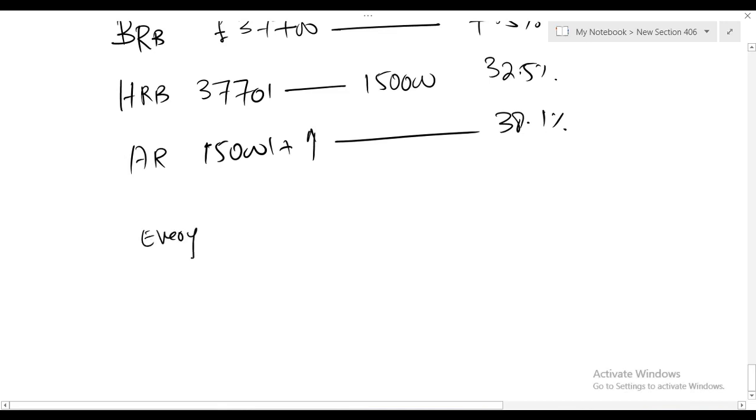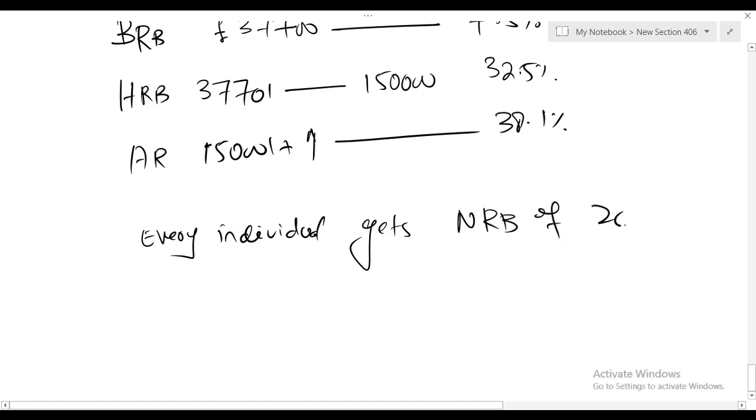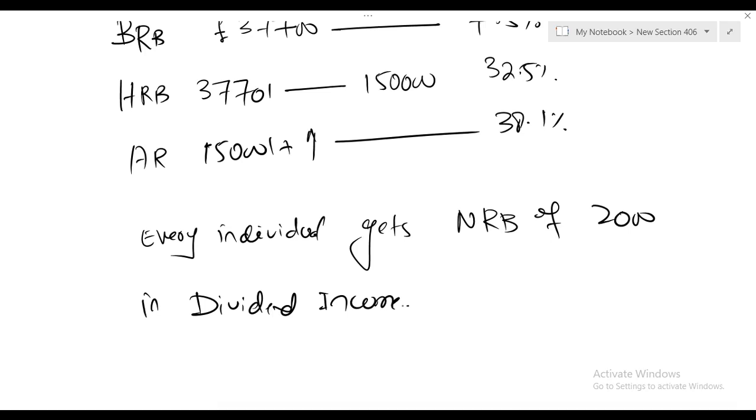Every individual gets nil rate band of 2,000 in dividend income, irrespective of the tax paying status. Repeat. If someone is a basic rate taxpayer, higher or even an additional rate taxpayer, it makes no difference. In case of dividend income, first 2,000 of the dividend income falls in nil rate band. So every individual gets nil rate band of 2,000 in case of dividend income, irrespective of his or her tax paying status.